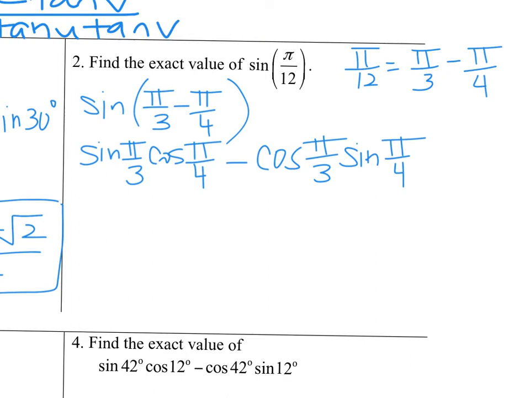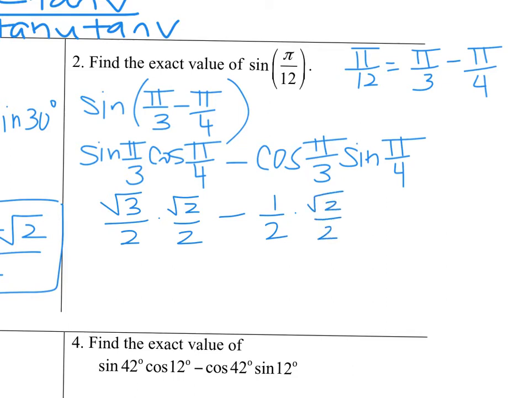So what is the sine of pi over 3? Well, you need that unit circle again. And the sine of pi over 3 would be rad 3 over 2. Cosine of pi over 4 is rad 2 over 2. The funny thing is you're going to get the same answers over and over for these, with a plus or a minus in the middle. And then the cosine of pi over 3 is 1/2. And the sine of pi over 4 is rad 2 over 2.